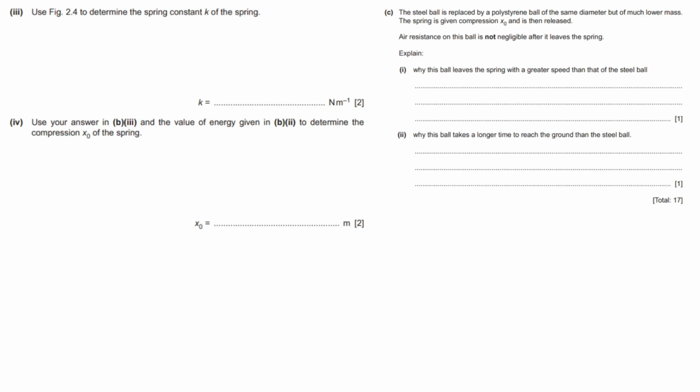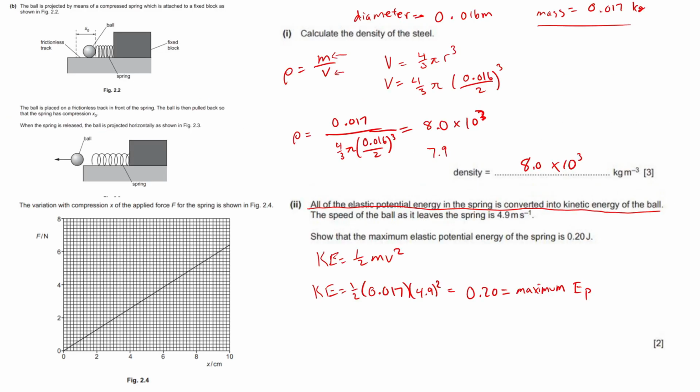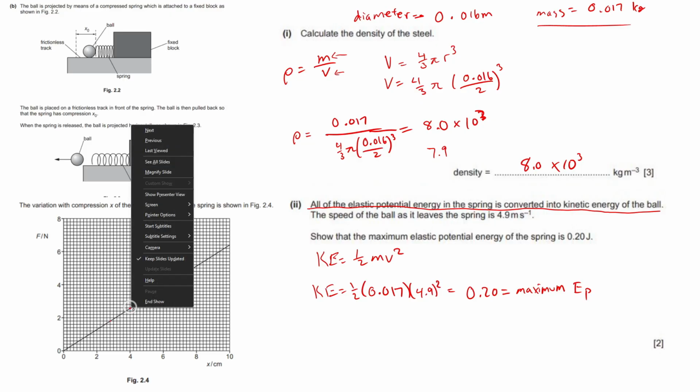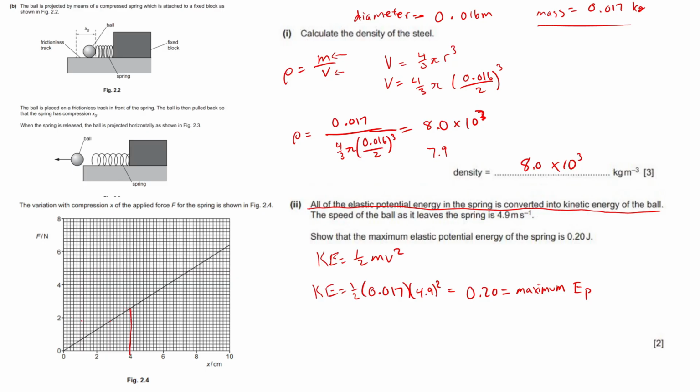Alright, so I use figure 2.4 to determine the spring constant k of the spring. k is equal to newtons per meter. So in this case, you're going to have to draw a triangle on the graph that they give you, because it is based on newtons per centimeter. And in this case, I drew a triangle at the 4 centimeter mark, I believe. At the 4 centimeter mark. And then this translates to about 2.6 on the y-axis.